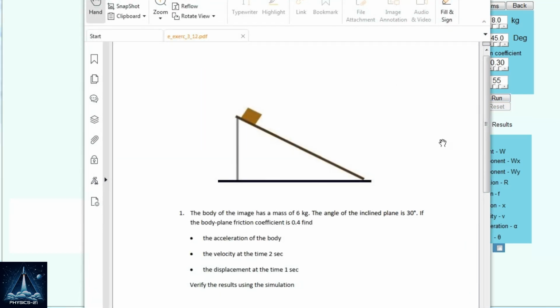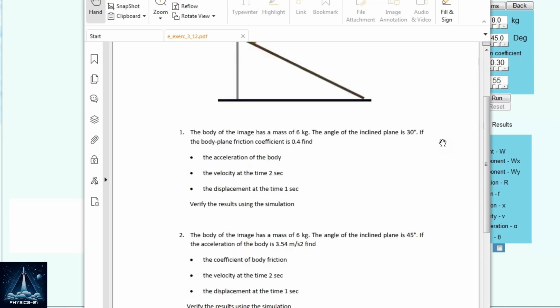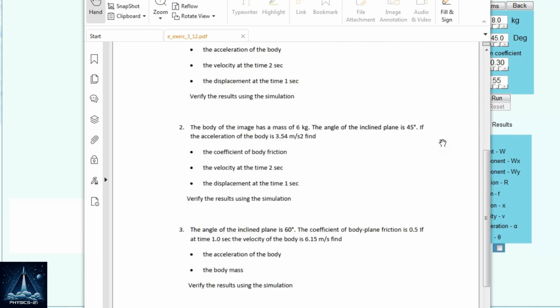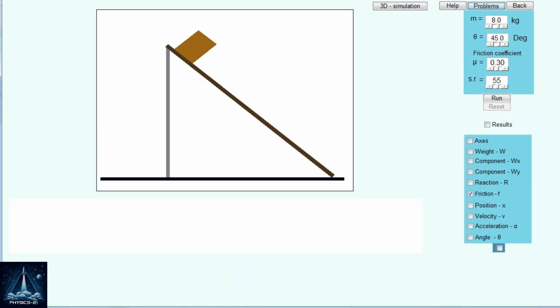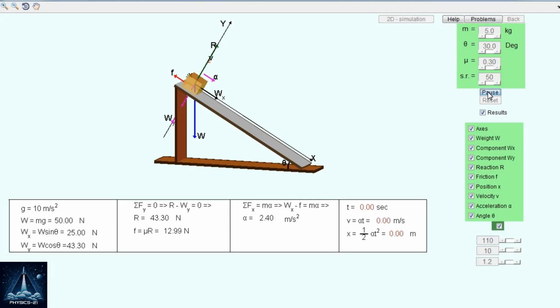Finally, the selection of problems are proposed issues corresponding to the simulation. You can solve the problems and check the correctness of the results with the help of the simulation. The user has the ability to run the corresponding simulation in 3 dimensions as well.